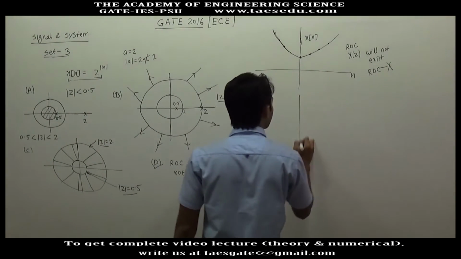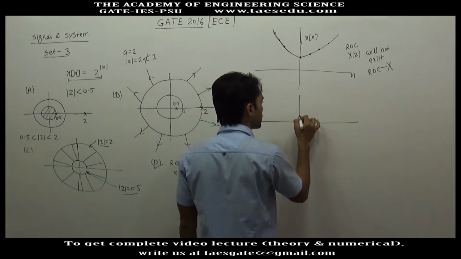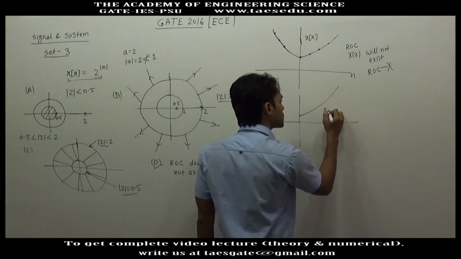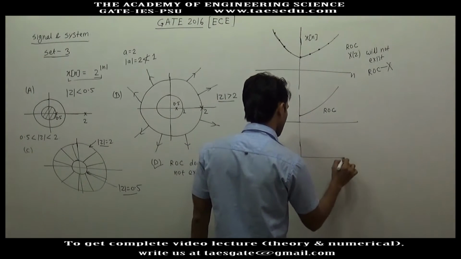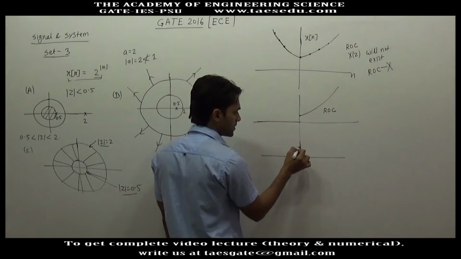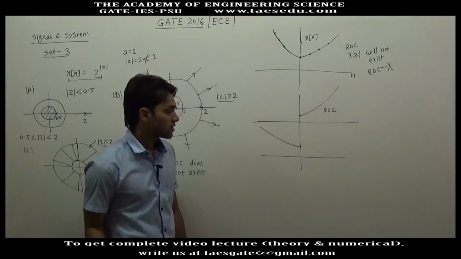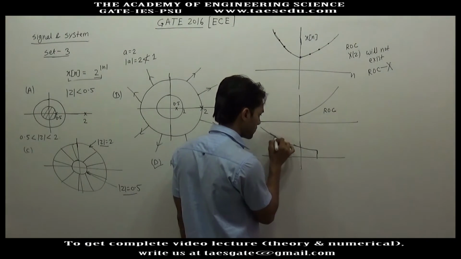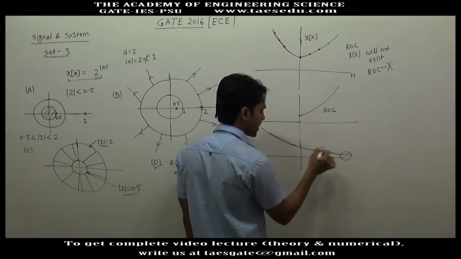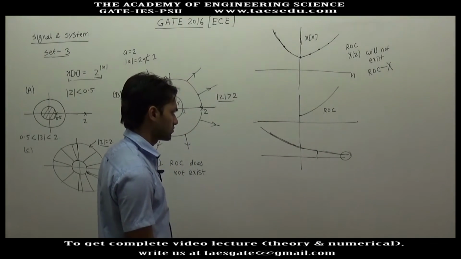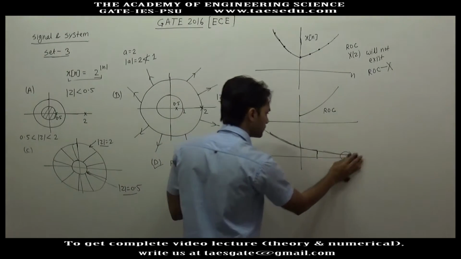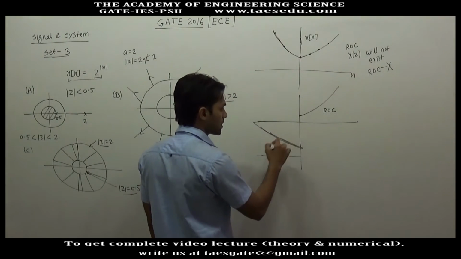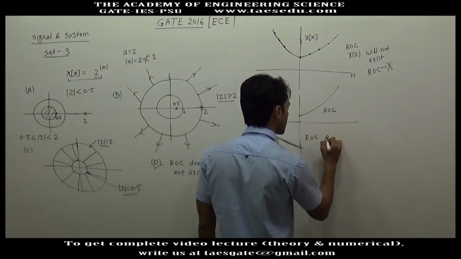If a signal exists only on one side, if it is increasing only in one direction, going to infinity, here ROC may exist. Or if the same signal is increasing in the left direction only, and it is also not necessary that it has to start from 0, it may start from here. If the signal is increasing only in one direction, then for this type of signal also ROC will exist.